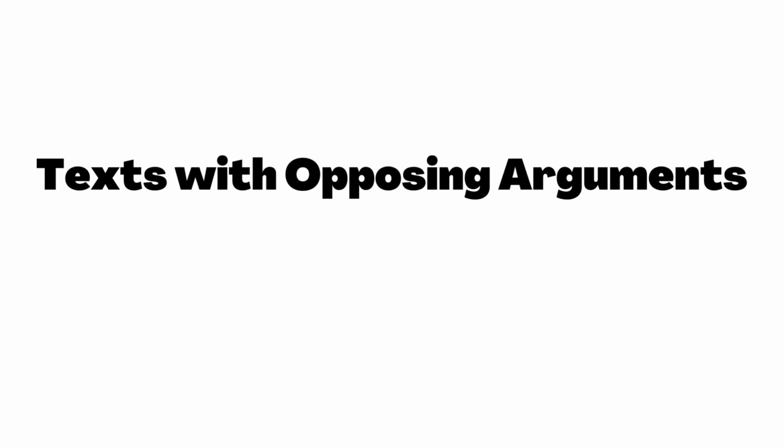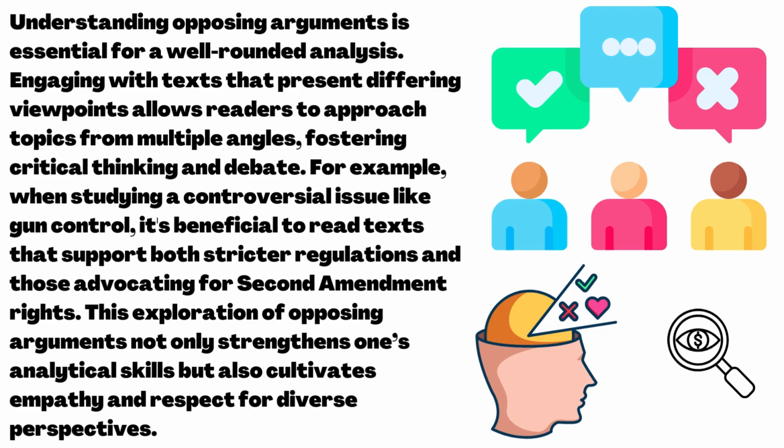Texts with opposing arguments. Understanding opposing arguments is essential for a well-rounded analysis. Engaging with texts that present differing viewpoints allows readers to approach topics from multiple angles, fostering critical thinking and debate. For example, when studying a controversial issue like gun control, it's beneficial to read texts that support both stricter regulations and those advocating for Second Amendment rights. This exploration of opposing arguments not only strengthens one's analytical skills but also cultivates empathy and respect for diverse perspectives.